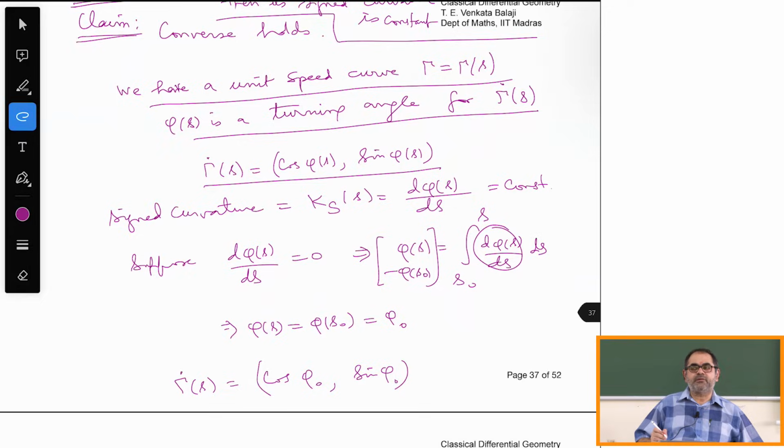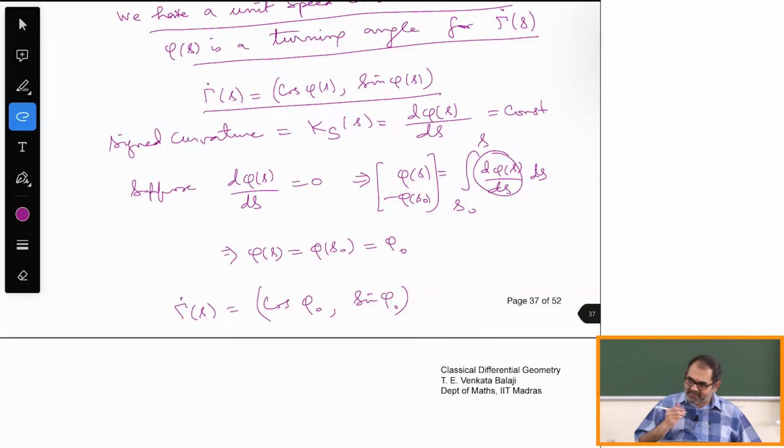So it means that the unit tangent vector is constant. That can happen only for a line, for a straight line. And how do you verify it? You actually write out what gamma is by integrating once.